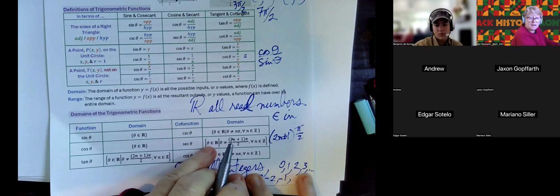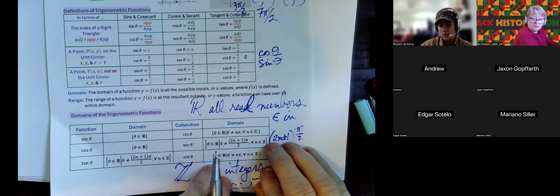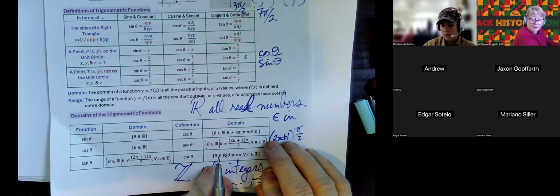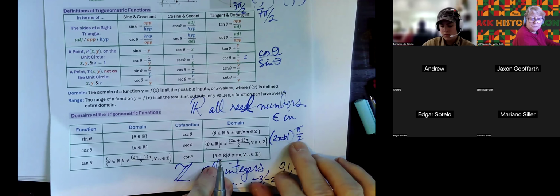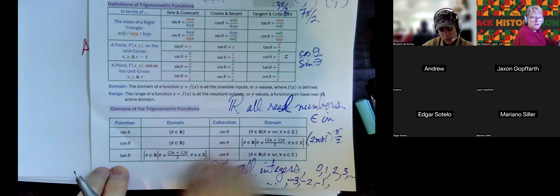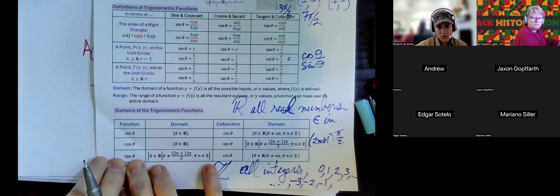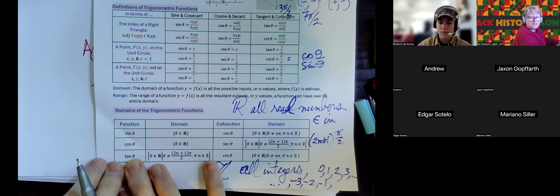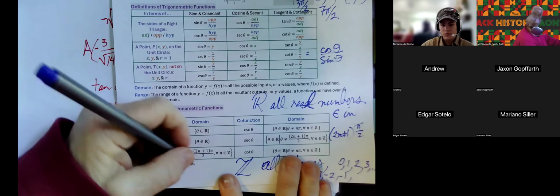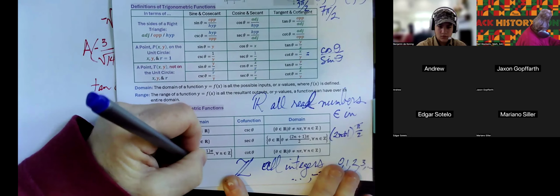So we can say that anytime the angle falls into an odd number times pi over 2, the secant will be undefined, and also the tangent will be undefined, because tangent can be thought of as sine over cosine.